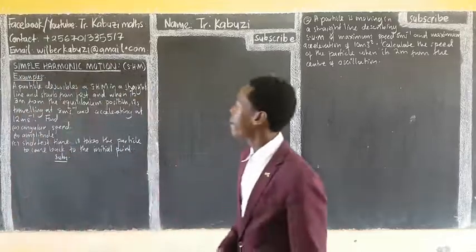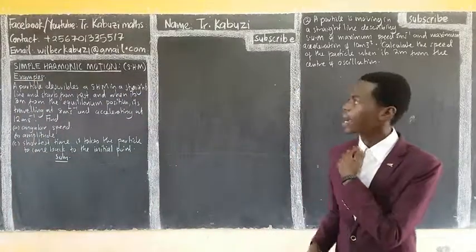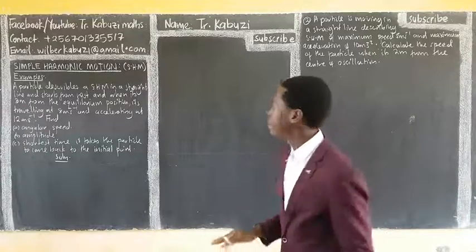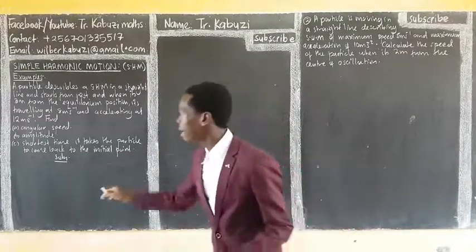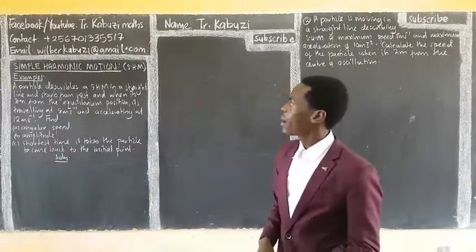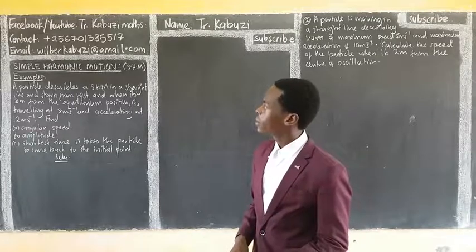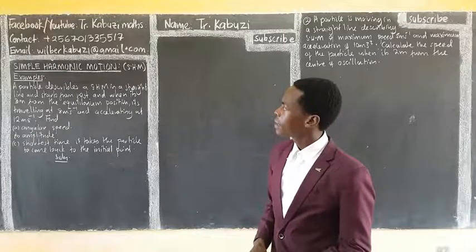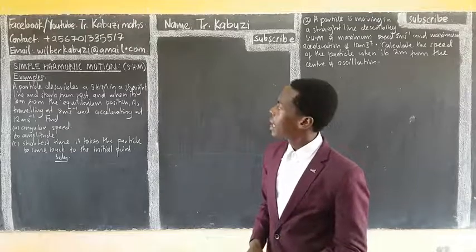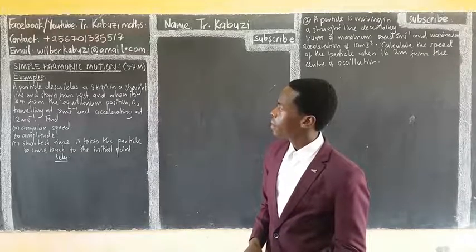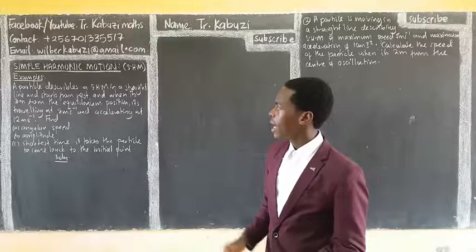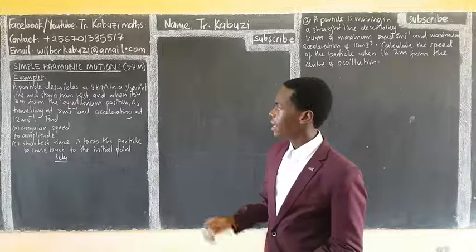Okay, now we have a new question here. Let us see how we can approach it. It's also very simple. We have this and then this, but let us start with this one. The particle describes a simple harmonic motion in a straight line, and it starts from rest. And when it's 3 meters from the equilibrium position, it's traveling at the speed of that and accelerating at that.